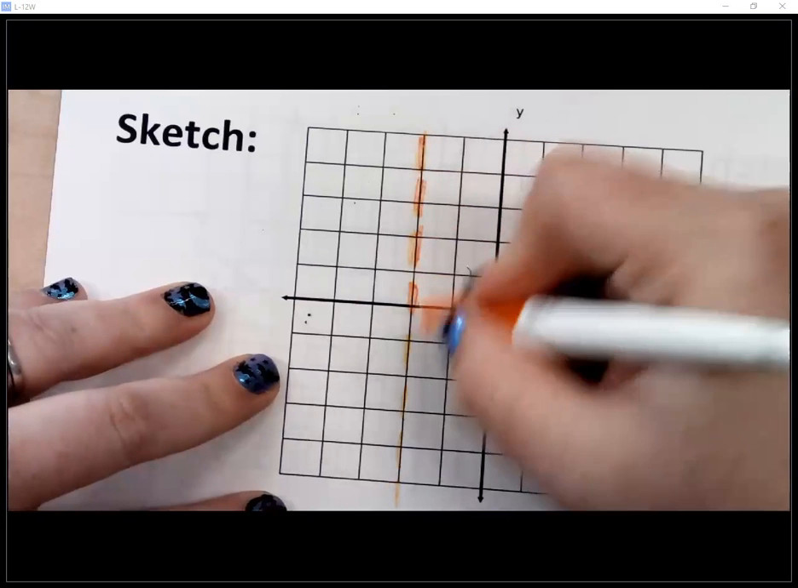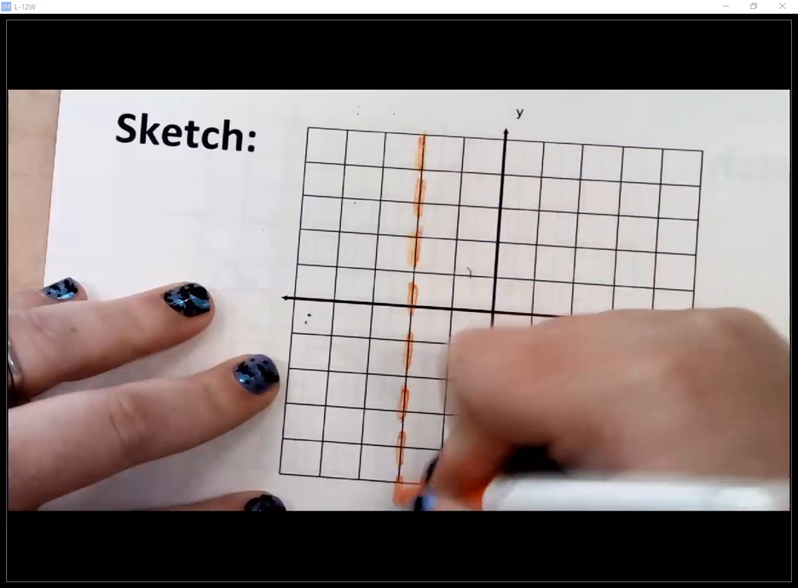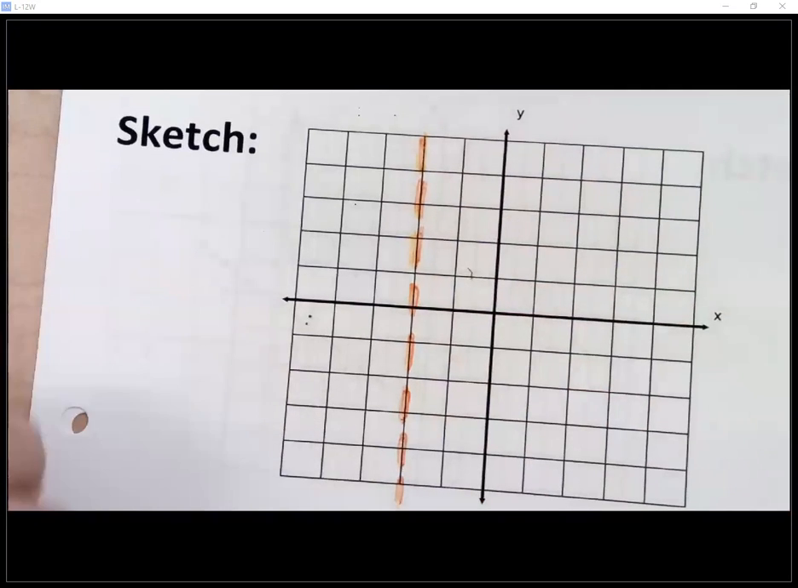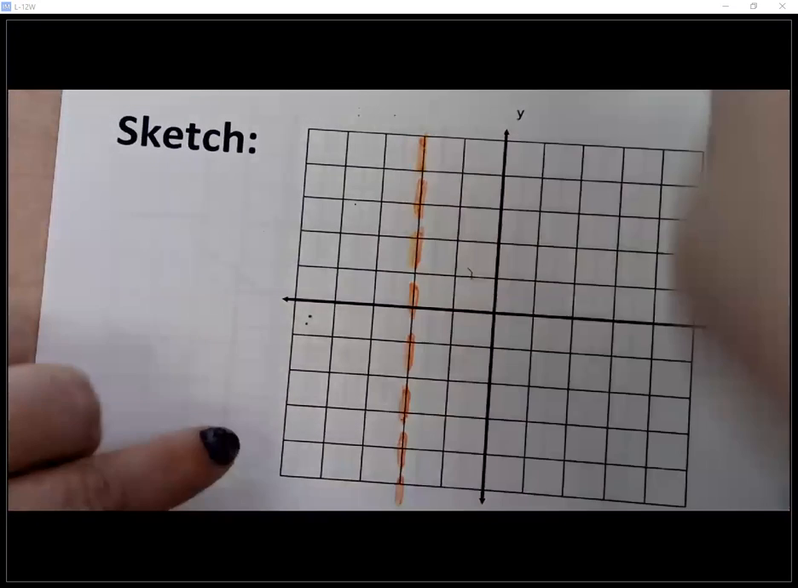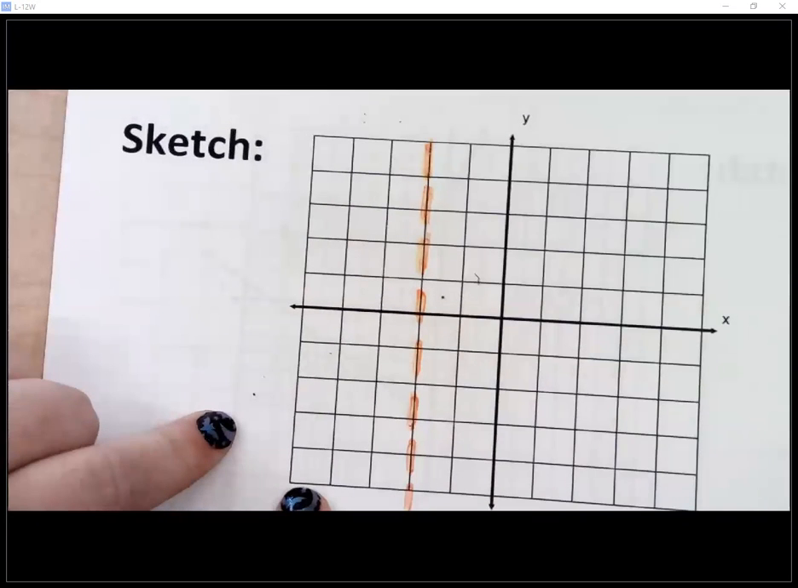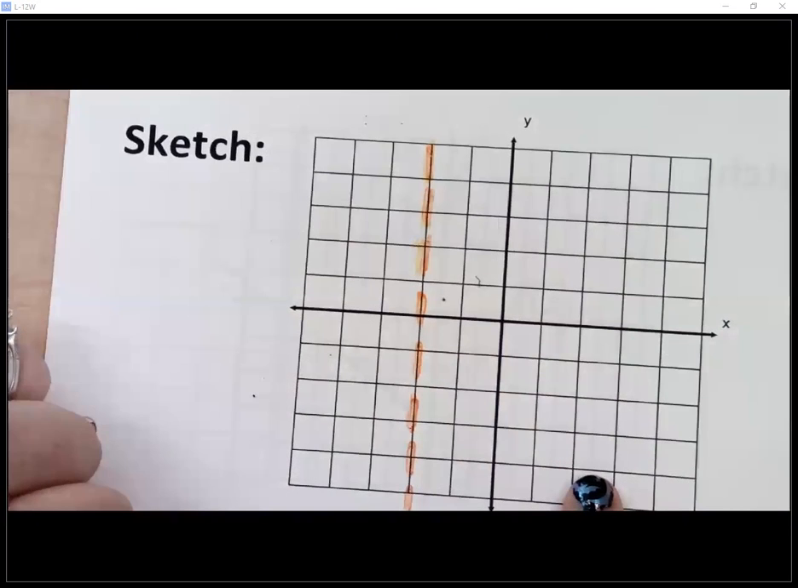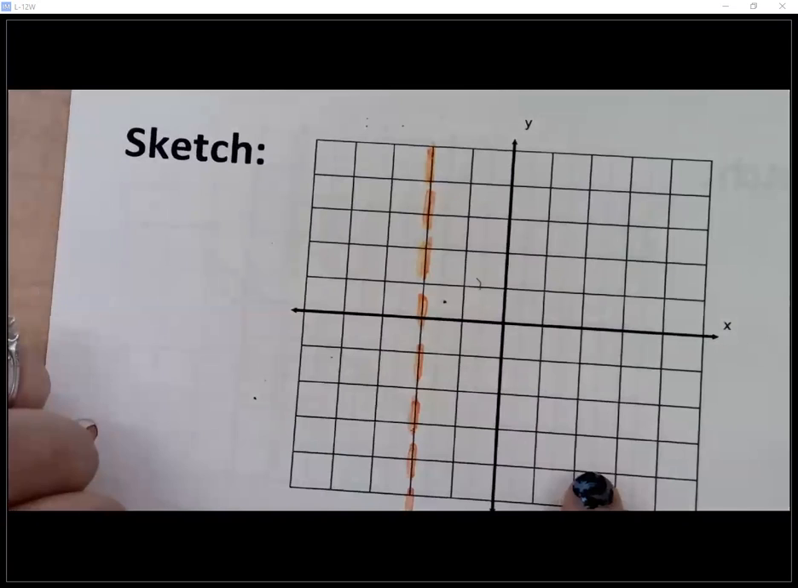This is not part of the graph. It's just helping me visualize. Okay, the top thing is only going to exist over here, and the bottom thing is only going to exist over here. Okay, you with me? All right, now you got to graph it.